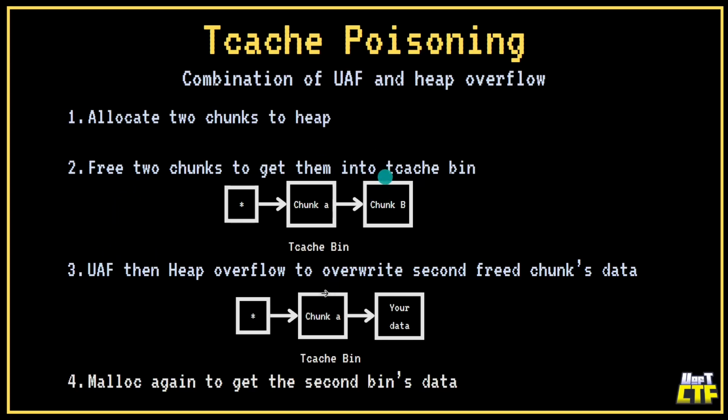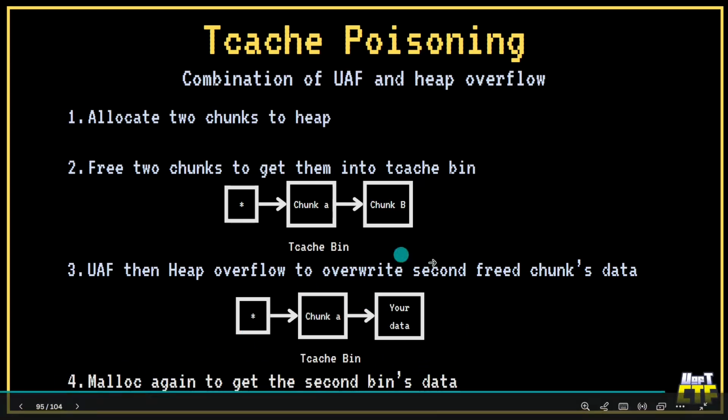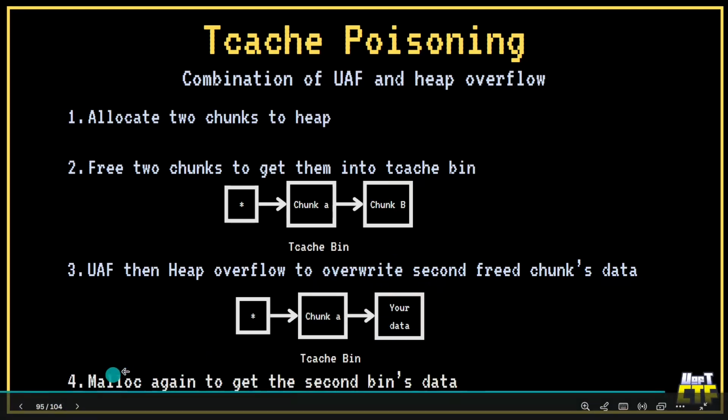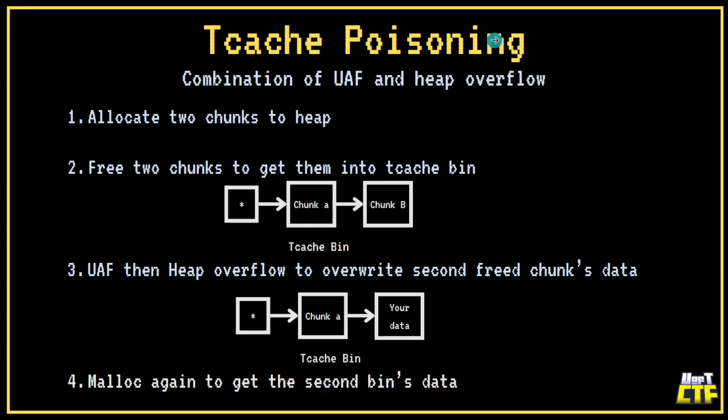So assuming you still have a pointer to this freed value, you would do a heap overflow and overwrite the second free chunk's data with whatever data you want. Then you malloc again to get the second bin's data, and the data you get back is going to be corrupted. It's going to be whatever you added in the overflow, because when you malloc, you just get it from the bin if the size is correct. So that is tcache poisoning.